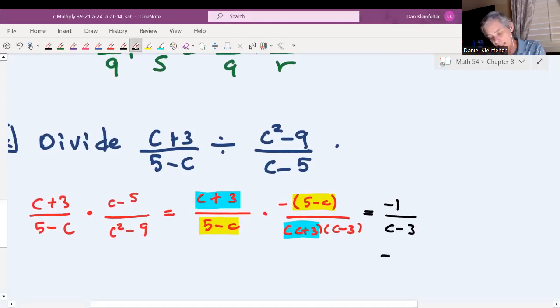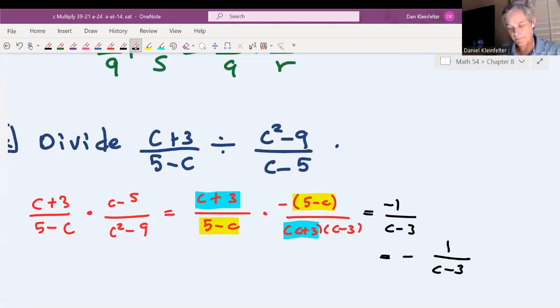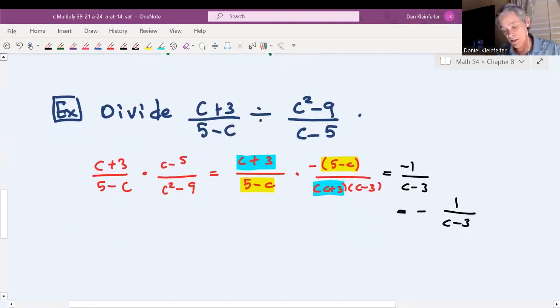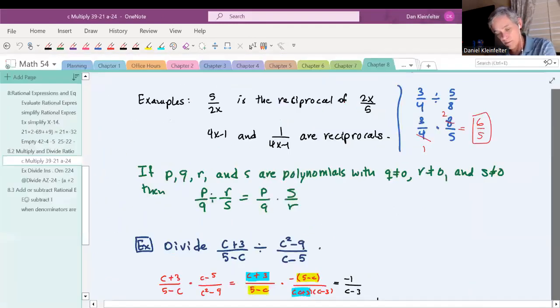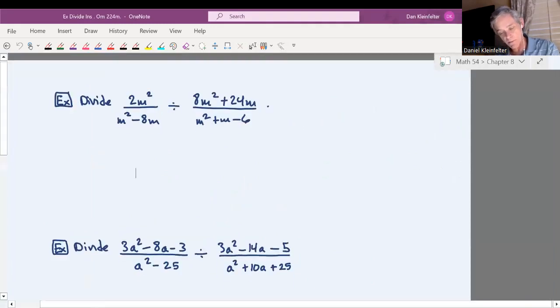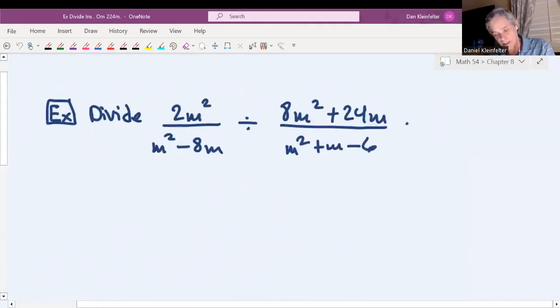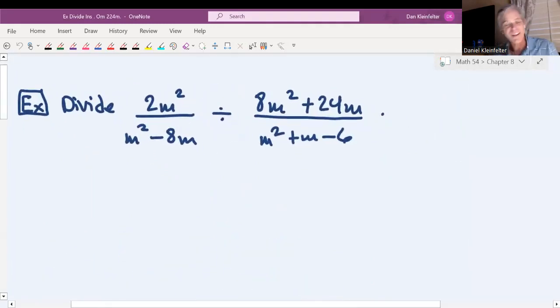Okay, so you can write it like that, or you can have the negative in front of the entire fraction if you so choose. Either of those is okay. So the whole point with division is you turn a division into a multiplication. Okay, and that's it for that page. All right, so we've got a couple of more division examples to do. Let's hide the big one for a minute. All right, so we've got 2m squared over m squared minus 8m.